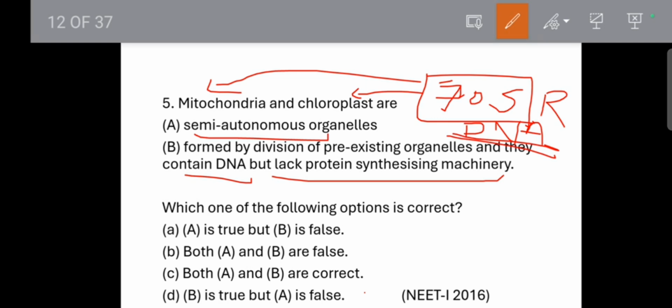So they make their own proteins and carry out other mechanisms themselves, but some mechanisms and processes of these organelles also depend on the cell nucleus. So the mitochondria and the chloroplast are semi-autonomous organelles because they also depend on the cell nucleus. The second statement is that they are formed by division of pre-existing organelles. This is the right one.